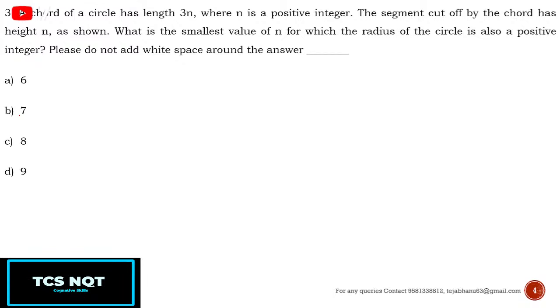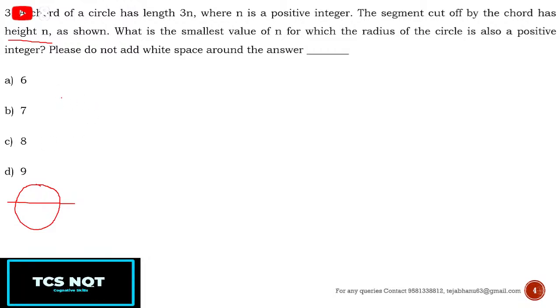A chord of a circle has a length 3n, where n is a positive integer. This is a question from coordinate geometry. The segment cut off by the chord has height n. Now have a look. There is a circle. A chord is a line that divides the circle into 2 parts, not 2 equal parts, just 2 parts.